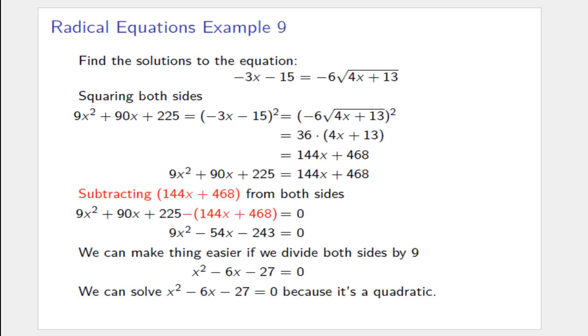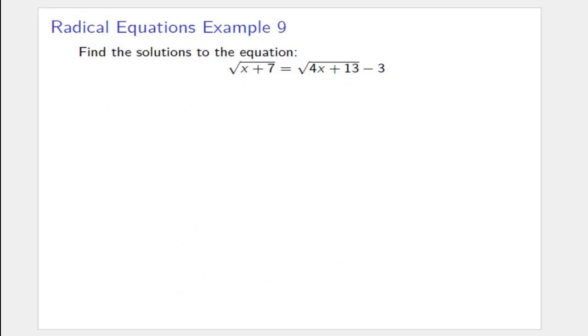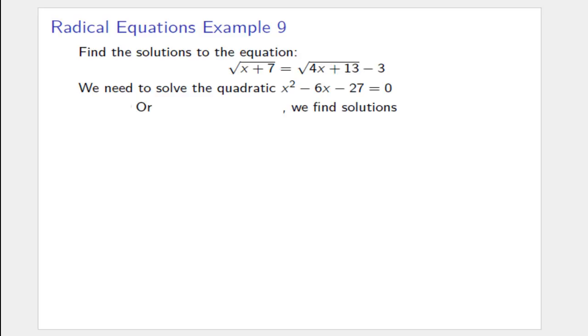And now we can solve x squared minus 6x minus 27 equals 0 because it's just a quadratic. So we've whittled down our original problem of the square root of x plus 7 equals the square root of 4x plus 13 minus 3 to just needing to solve the quadratic x squared minus 6x minus 27 equals 0. We can do this either by factoring or using the quadratic formula. Whichever way you'd like to see it done out, you can click the link now. Whether we factor or use the quadratic formula, we get that our solutions are x equals negative 3 and x equals 9.